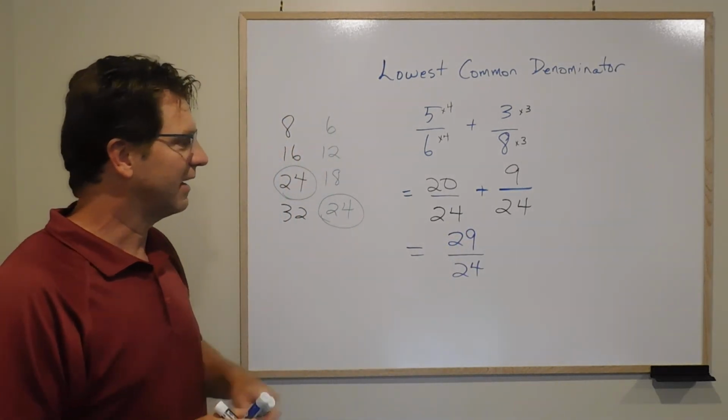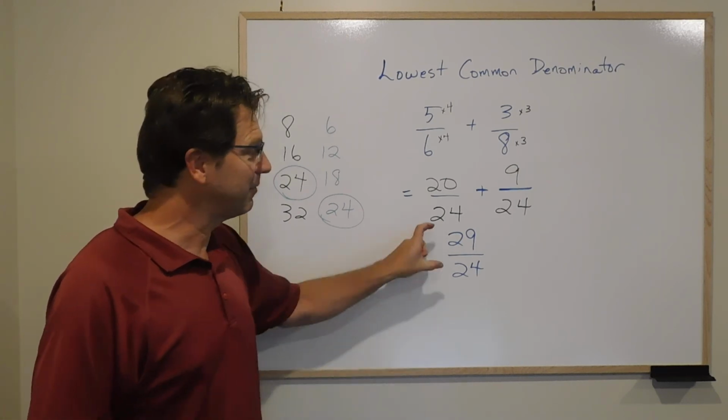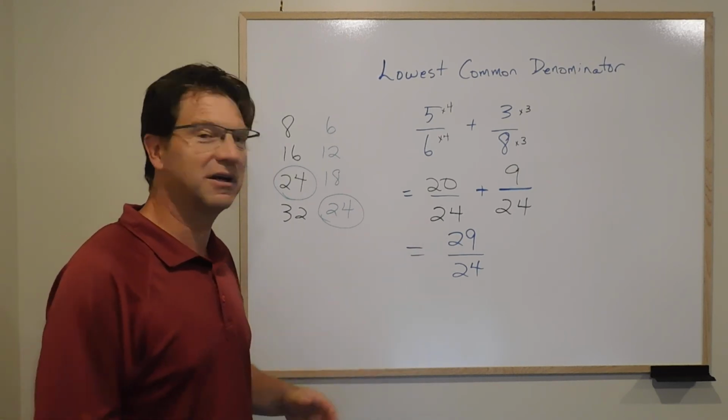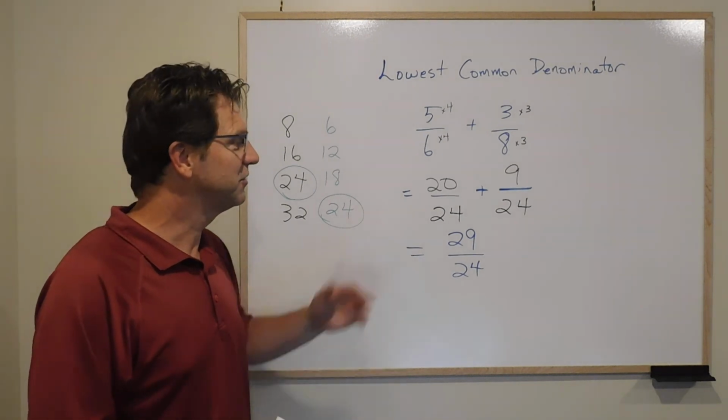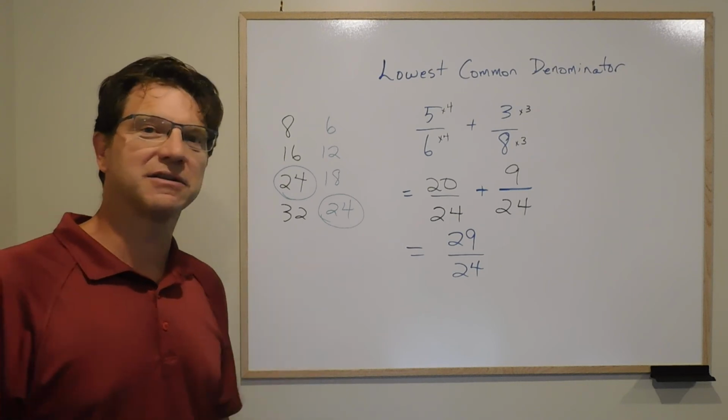Right? That can't be reduced because 29 is a prime number. And it happens to be an improper fraction, which is no big deal whether it's an improper fraction or not. But your answer is 29 over 24. More on addition and subtraction to come in the next couple of slides.